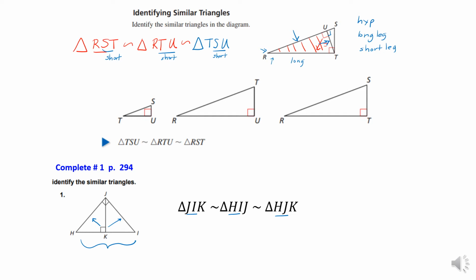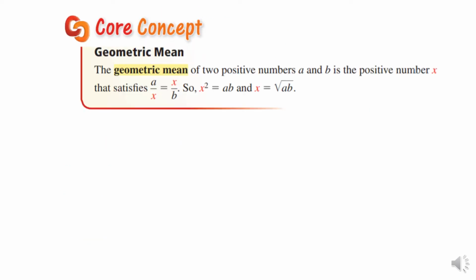Alrighty. Now we're going to learn about the geometric mean. The geometric mean of two positive numbers A and B is the positive number X that satisfies this. So then you cross multiply, you get this, and you get this. Now, we're not going to do a lot of work with just the geometric mean, but we're going to use it to solve things in the kind of triangles we just talked about.